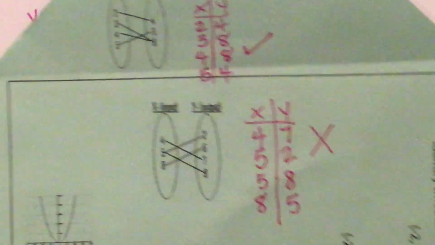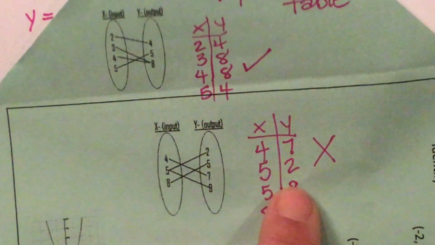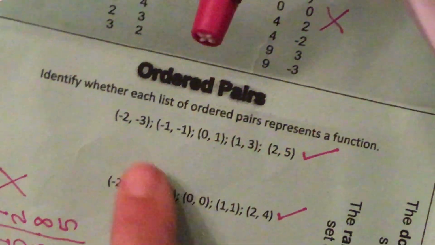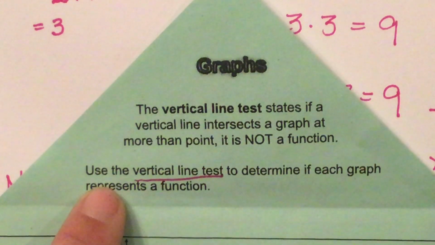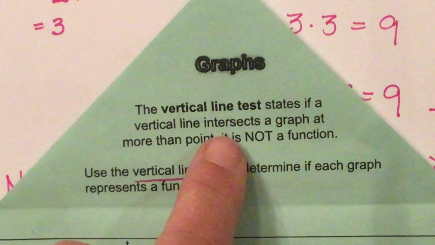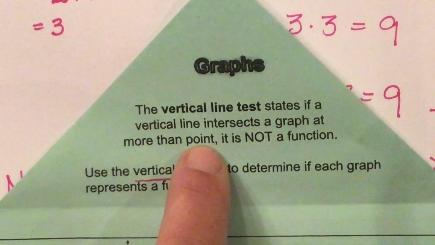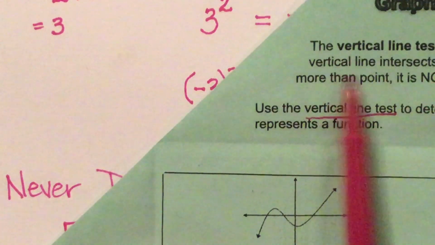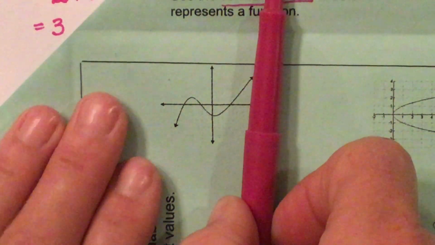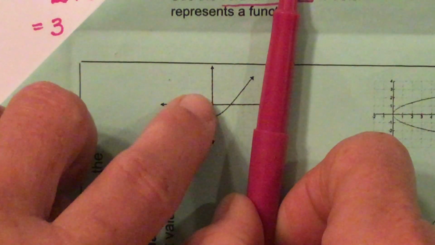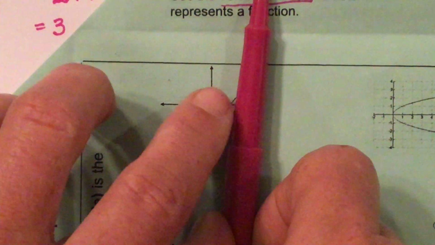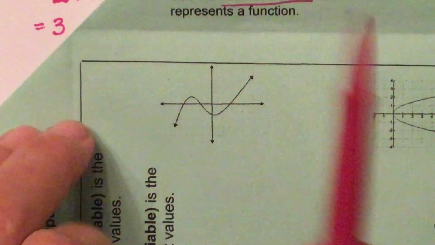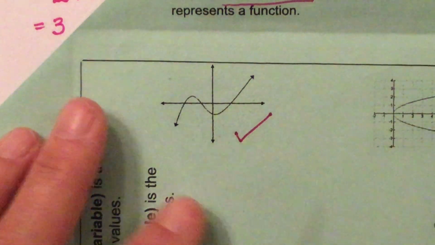Now the easiest one of all, remember that you did a table, mapping, ordered pairs, and the last one is the graph. So we call this the vertical line test, okay? If the vertical line intersects a graph at more than one point, it is not a function. So if you notice, I'm going to take my pencil, I create a vertical line here, and if it hits, this is my function line. We're not talking about the axes, we're not talking about the x or y. Does it hit my pencil in more than one spot? No. So this is a function.